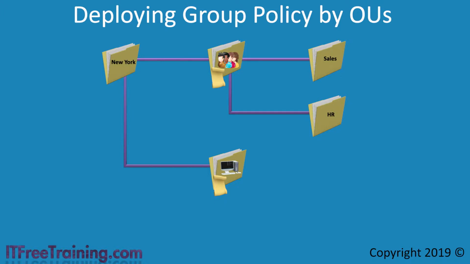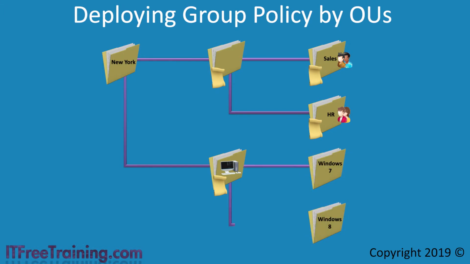Once created, it is a simple matter for the administrator to move the users into the required OU. Then, all the administrator needs to do is create a group policy and apply it to those OUs. The same could be done for computers. Sub-OUs could be created for Windows 7 and Windows 8 computers. Once again, the administrator would need to ensure that the computer accounts are in the correct OUs.